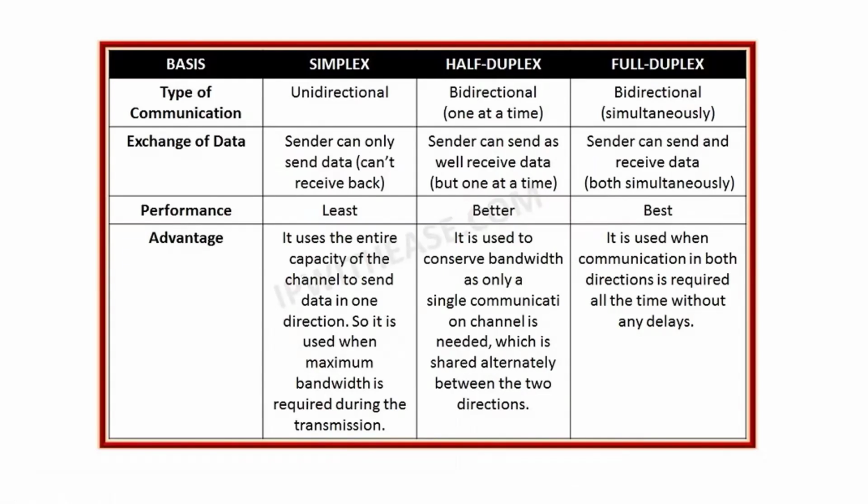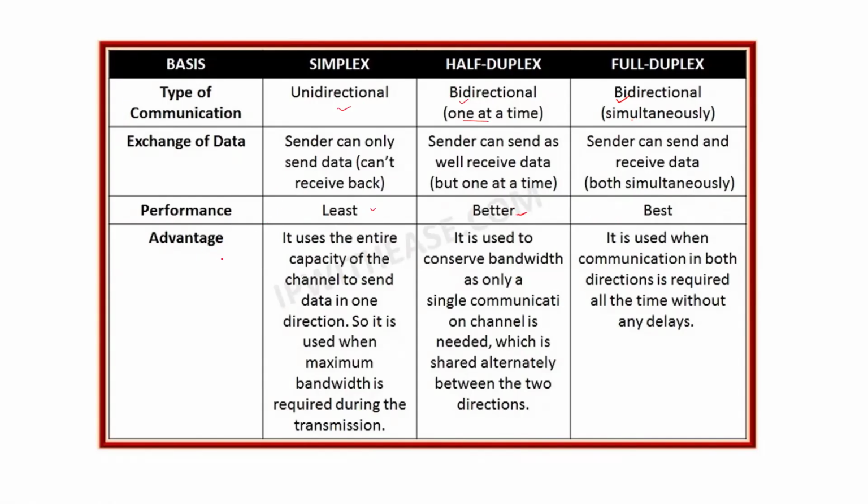If you see here, types of communications, on the basis of that, we have the difference in this table also. Simplex is unidirectional, half duplex is bidirectional, full duplex is again bidirectional, but in half duplex one at a time, in full duplex simultaneously. And the main important part is performance-wise: simplex is the least, half duplex is better, and full duplex is the best.